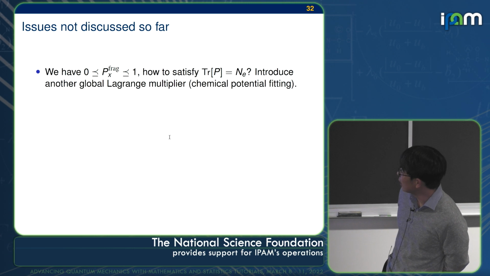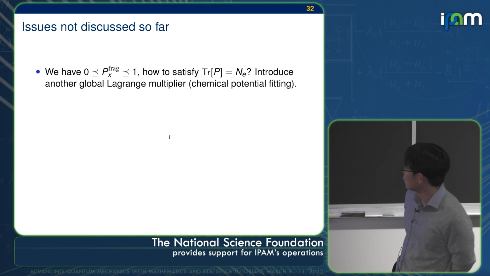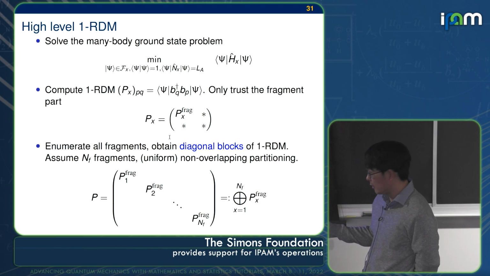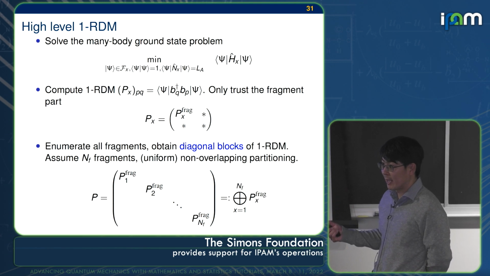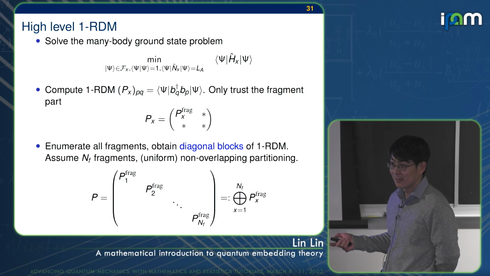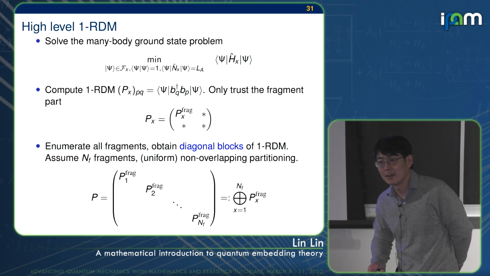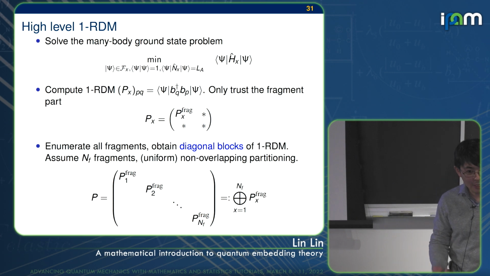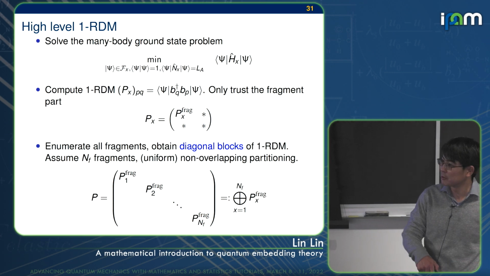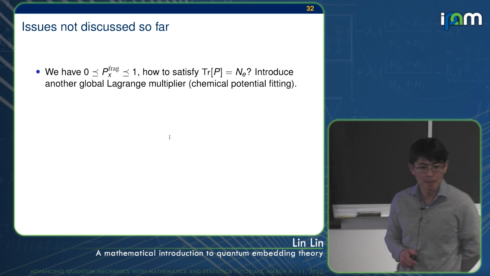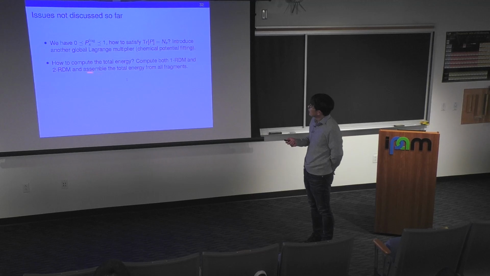Okay. Issues not discussed so far. Each of them is obtained independently. The trace of that, hopefully, is the number of electrons. How do I guarantee that? The answer is it won't be guaranteed automatically. So any equality should correspond to a Lagrange multiplier. So that Lagrange multiplier better appear somewhere. I'm not discussing that. Two is how do you compute the total energy? That's an even more challenging thing.